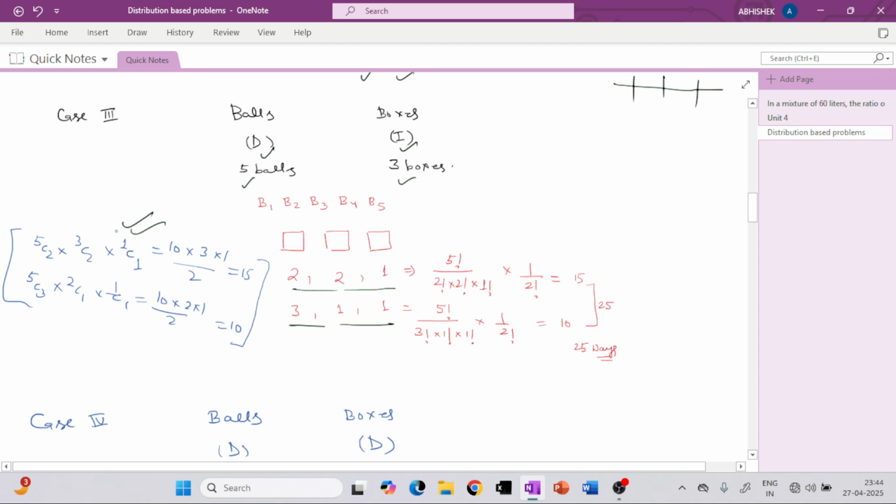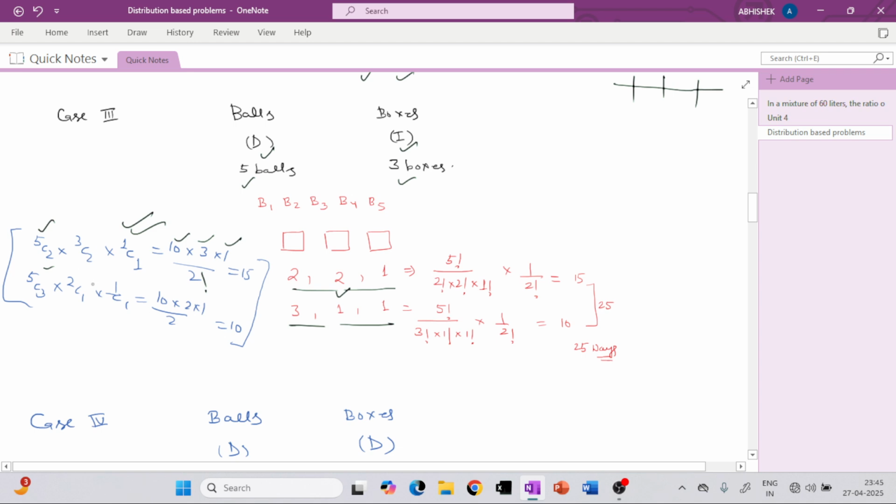So in the first box we have to put 2 balls, any 2 balls. So total number of choices are 5. Out of 5 balls we have to select 2 balls, so 5C2. Now 2 balls have been kept in the first box. So now in the second box we have to put the next 2 balls, and in this case the number of choices will become 3. So 3C2, and the last ball will be kept in the third box. So 1C1. So it will be 5C2 10, 3C2 3, and 1C1 1, divided by 2 factorial.